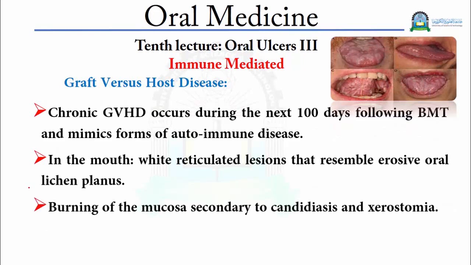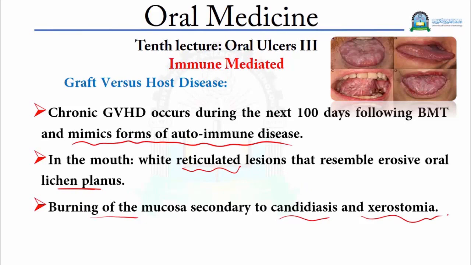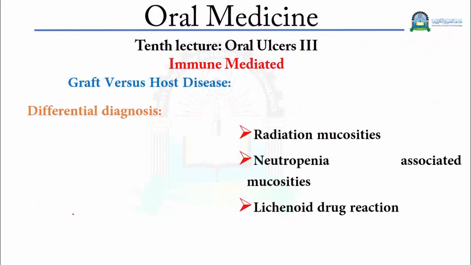The chronic form of graft-versus-host disease occurs after the first 100 days following the bone marrow transplantation, and mimics the forms of autoimmune diseases. In the mouth, you will find white reticulated lesions that resemble erosive lichen planus, and burning of the mucosa secondary to candidiasis and xerostomia associated with graft patients.